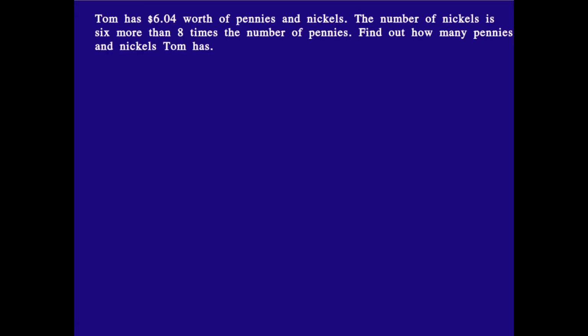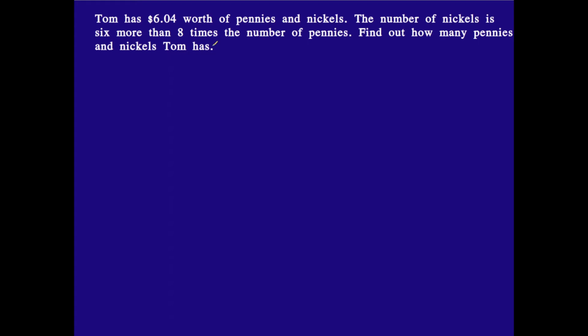So here's our problem. Tom has $6.04 worth of pennies and nickels. The number of nickels is 6 more than 8 times the number of pennies. Find out how many pennies and nickels Tom has. So here's our problem. We want to find out what mixture, what combination of nickels and pennies will add up to $6.04 given that the number of nickels is 6 more than 8 times the number of pennies. That's what we're trying to deal with.